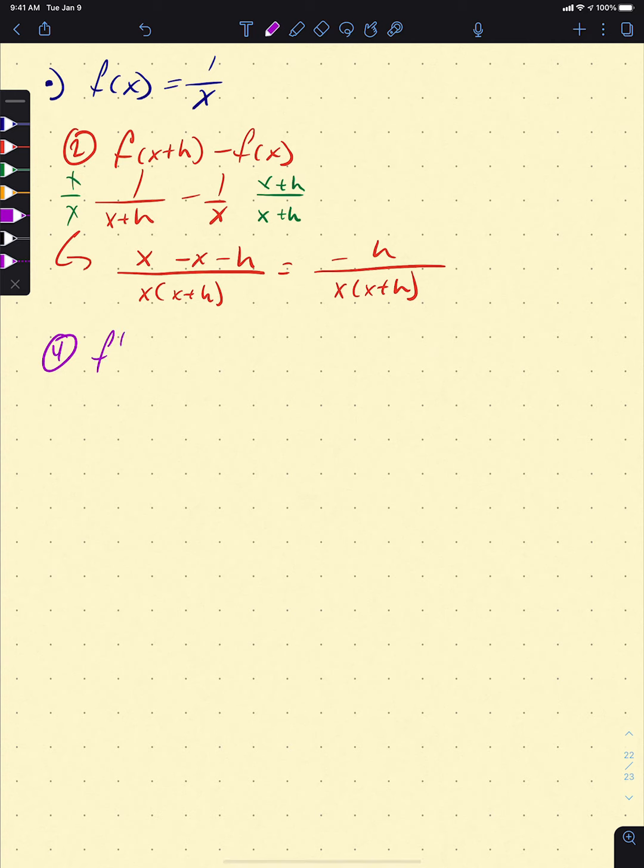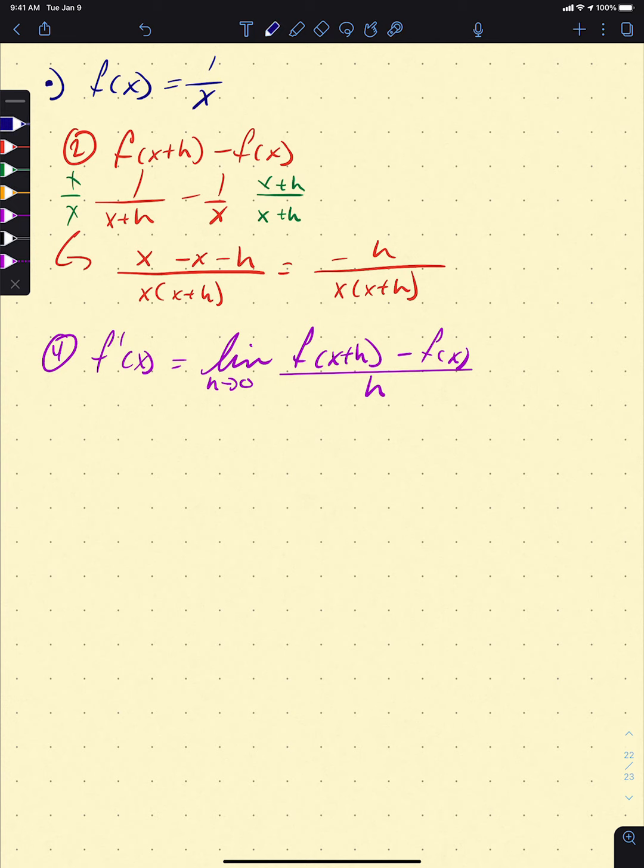Jumping to step 4, our derivative is the limit as h goes to 0 of f of x plus h minus f of x, all divided by h. Okay, we have our expression for this, and how does it simplify? We're taking our limit as h goes to 0. I'm going to actually break out this 1 over h times minus h over x times x plus h, right? These two are going to cancel, okay?